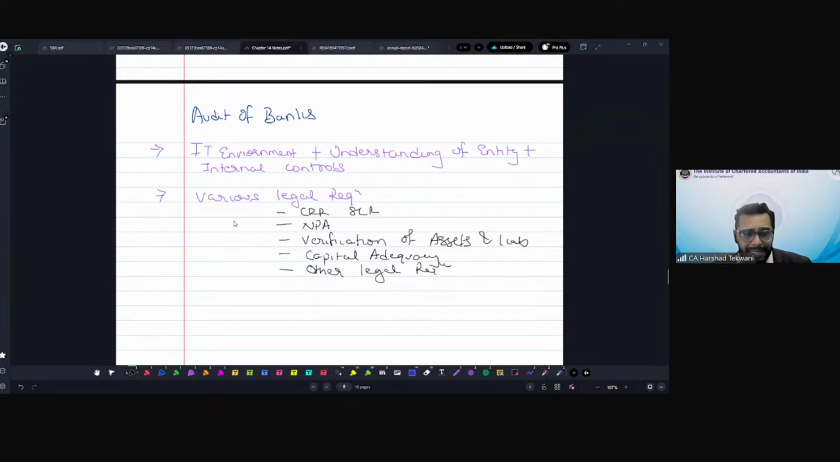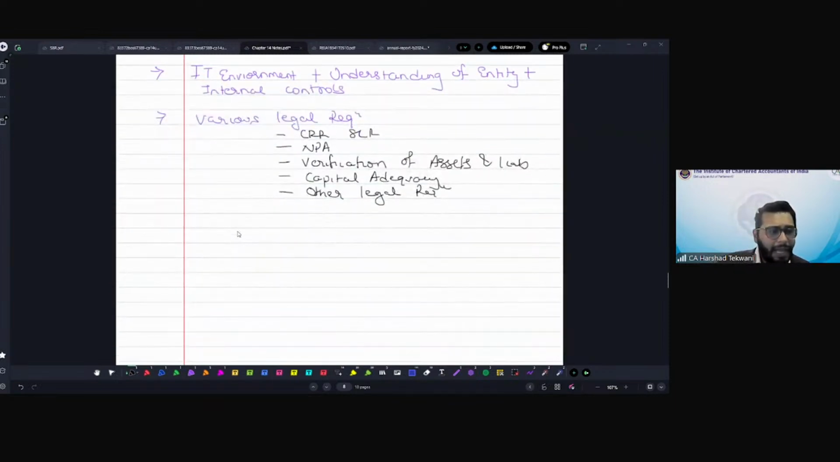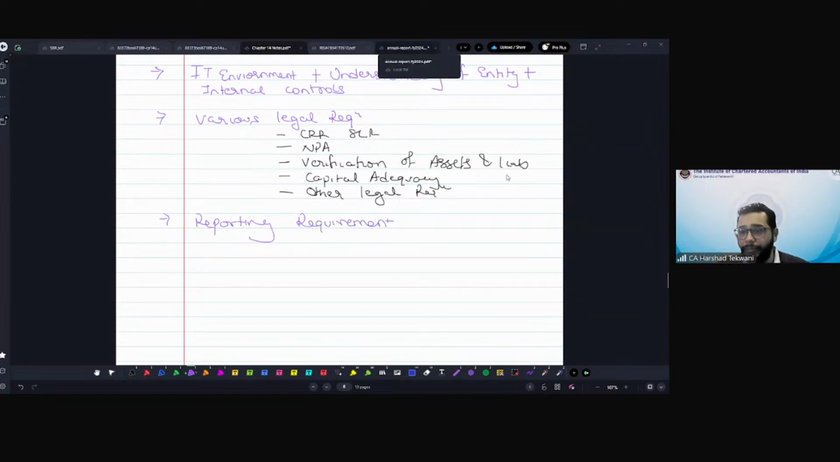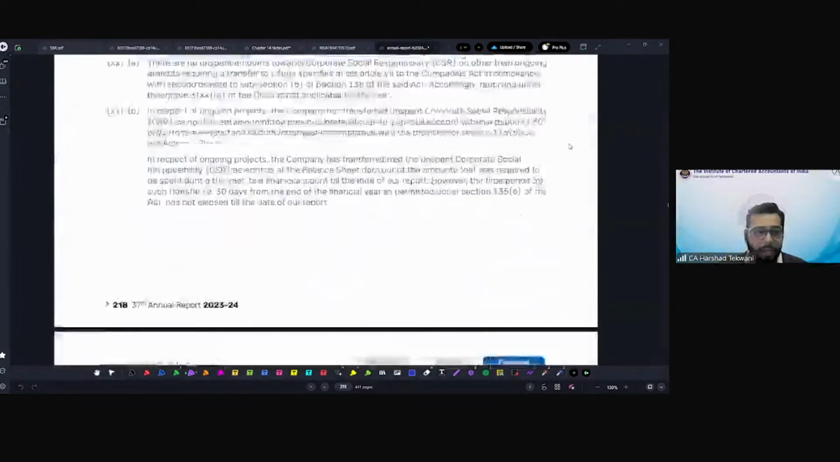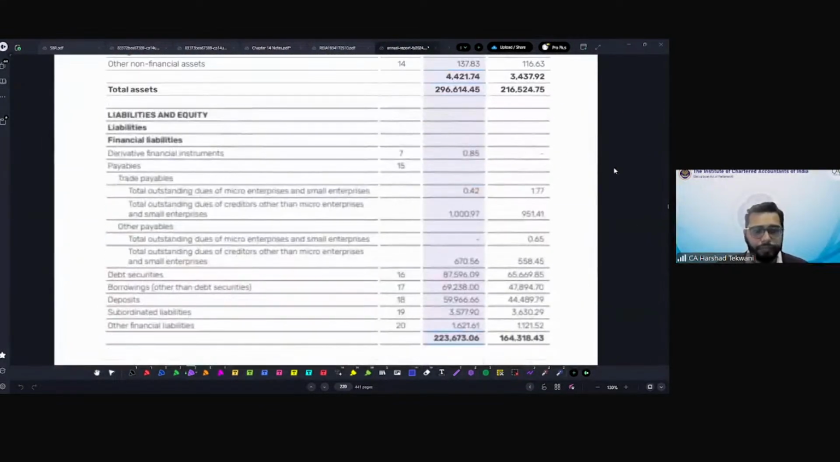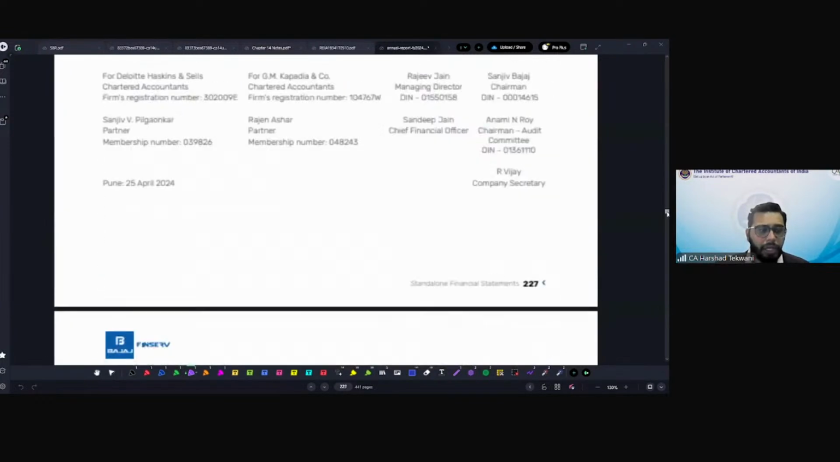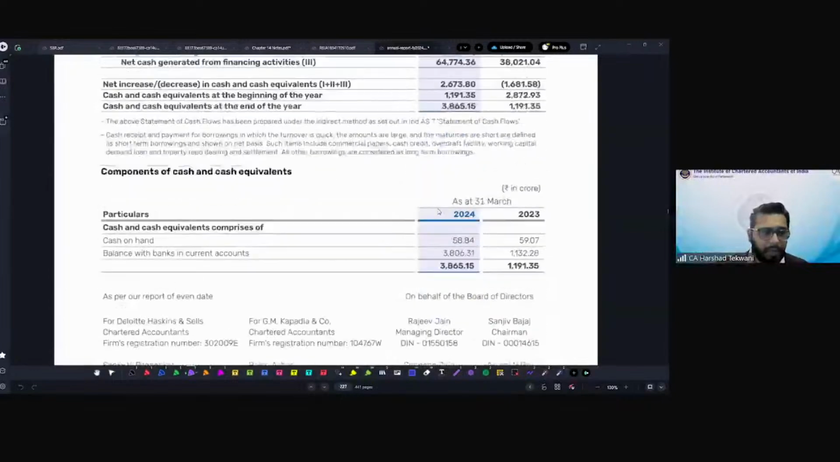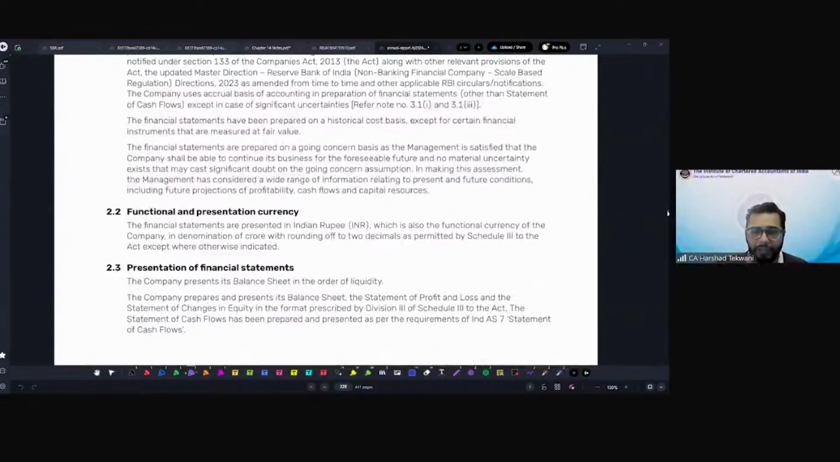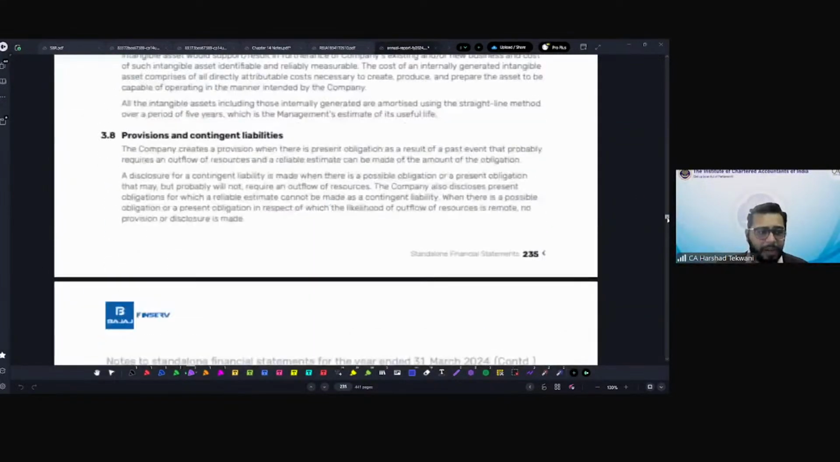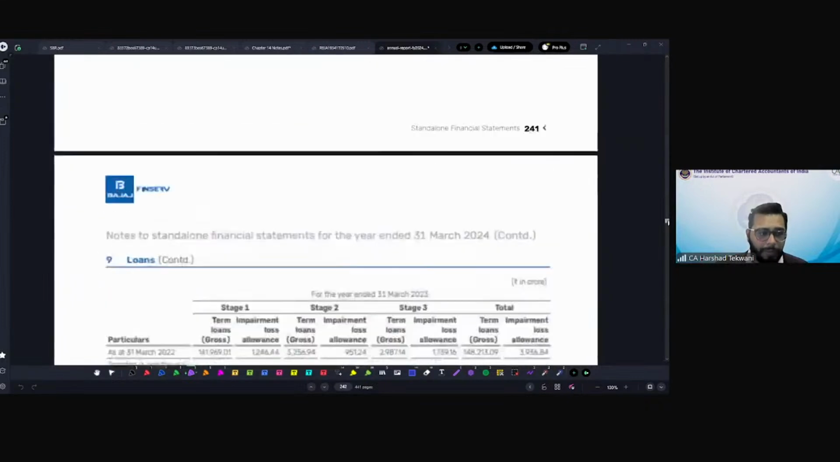Then this is how it comes, and then I will focus on the reporting requirements. Just like NBFCs, there are different reporting requirements when it comes to the audit of a bank. Okay, I'll just show you. It's not only the way things are reported in a financial statement. It's not the normal financial statement. When it comes to the bank, there are multiple reporting requirements.